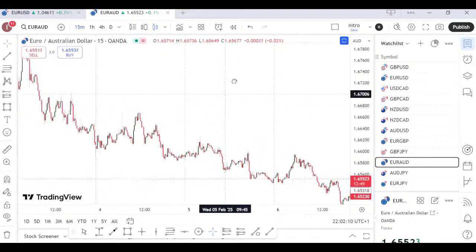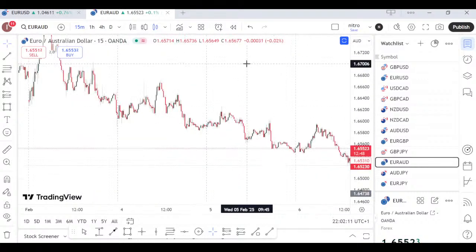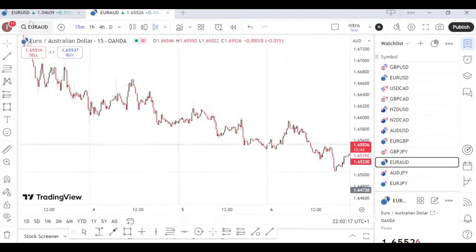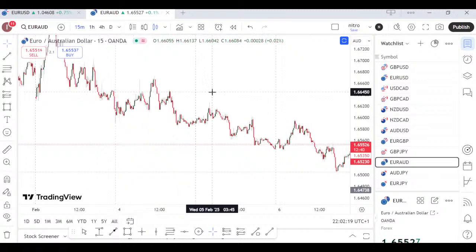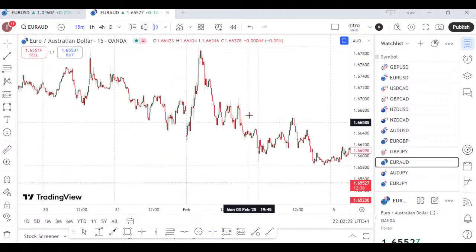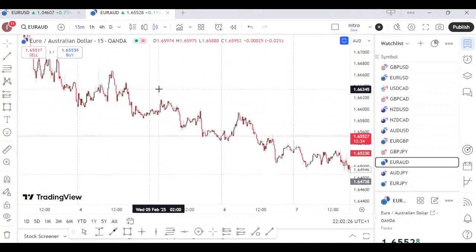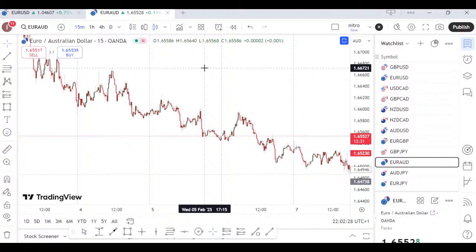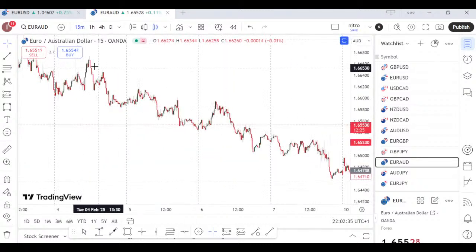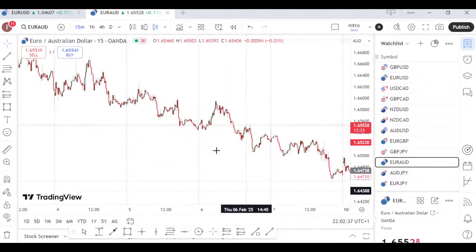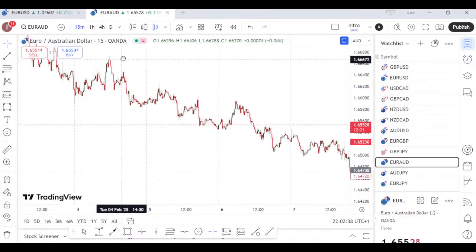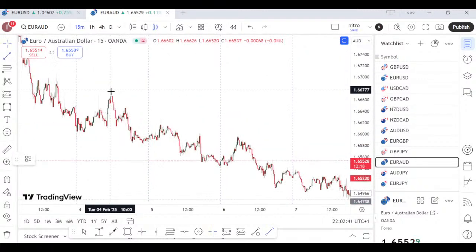On Sunday, I spoke about this on the WhatsApp channel where I said this whole week I just want to be aiming at Euro AUD and GBP Canadian dollar. Look at the market structure. It has been bearish, making lower highs and lower lows. Maybe we can start marking the lower highs and lower lows. Let's mark it from this zone.